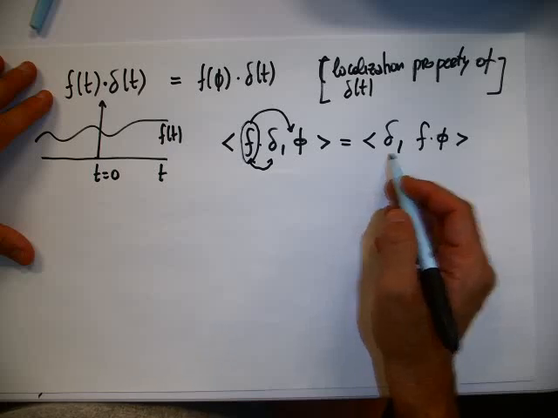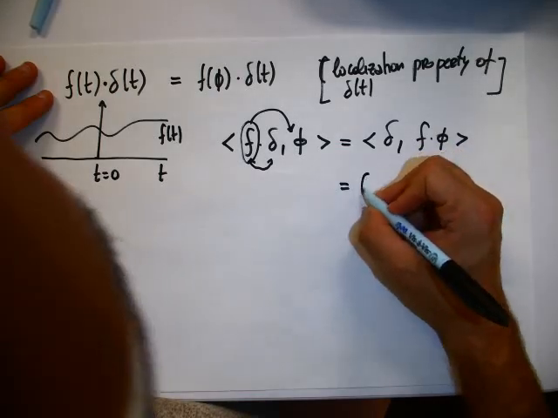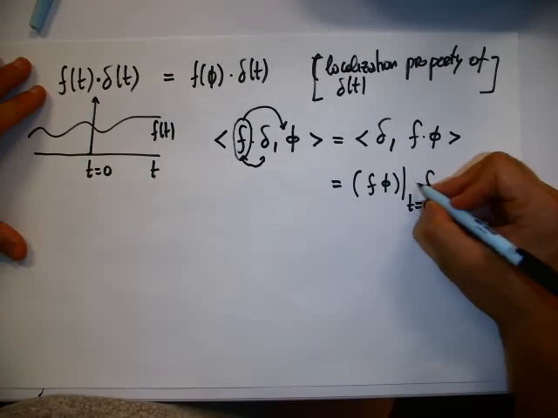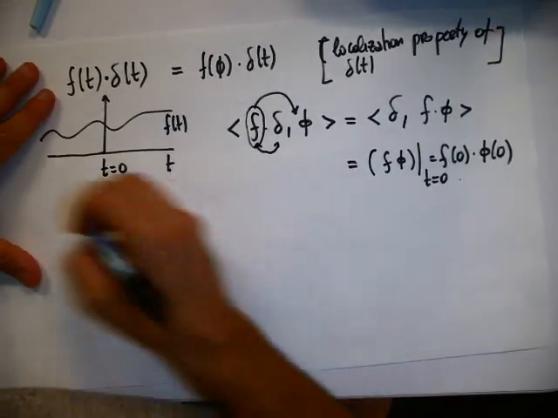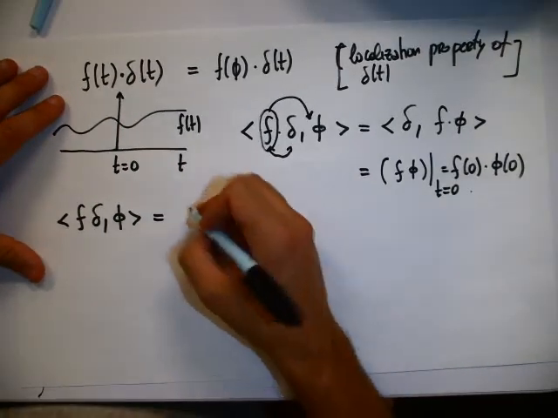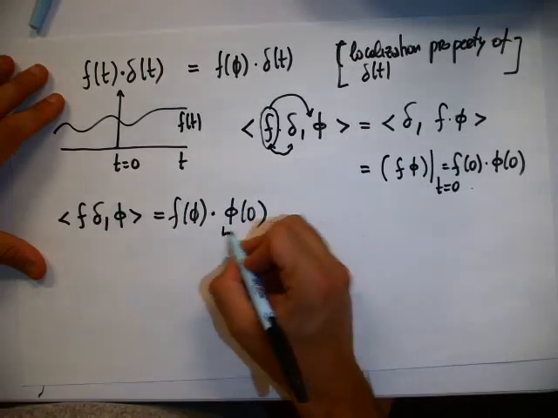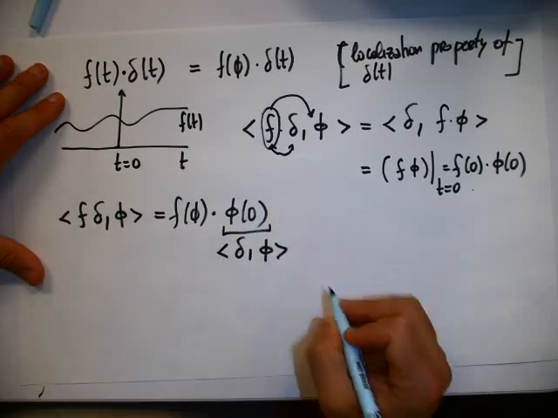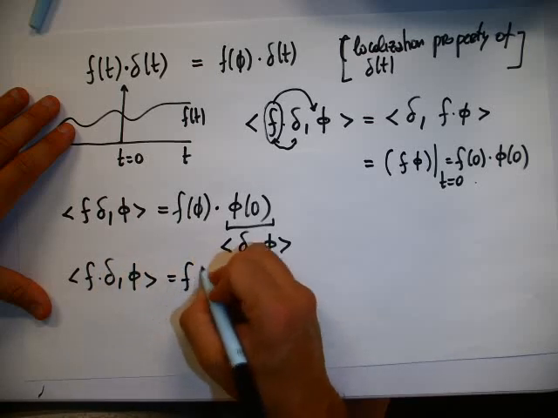This distribution is equal to the value of f times phi computed at t equals 0, which is f(0) times phi(0). So we showed that delta times phi is equal to f(0) times phi(0). But now I know what this distribution is: it is delta comma phi, the distribution of a delta. So we have that f times delta comma phi is equal to f(0) times delta comma phi.